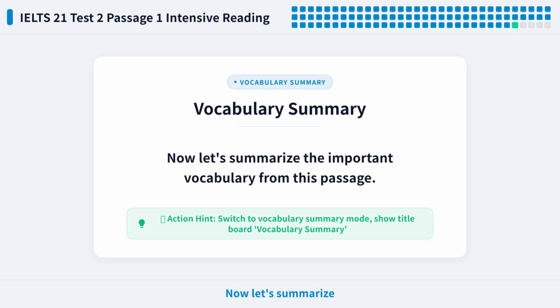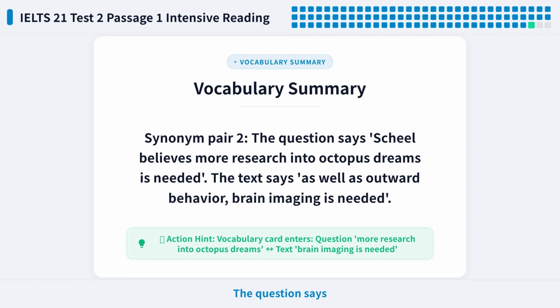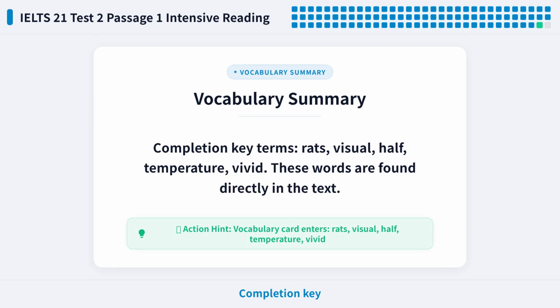Now let's summarize the important vocabulary from this passage. Synonym pair 1. The question says dreaming about past experiences helps create lasting memories. The text says replaying events in dreams helps integrate memories. Synonym pair 2. The question says Scheel believes more research into octopus dreams is needed. The text says as well as outward behavior, brain imaging is needed. Completion key terms: rats, visual, half, temperature, vivid. These words are found directly in the text.